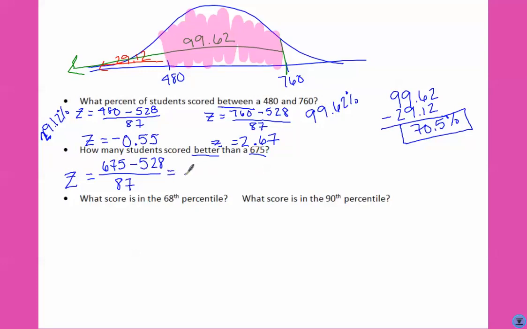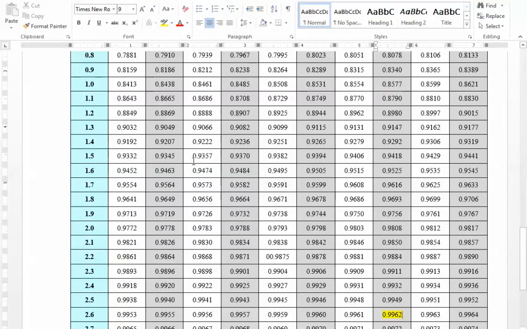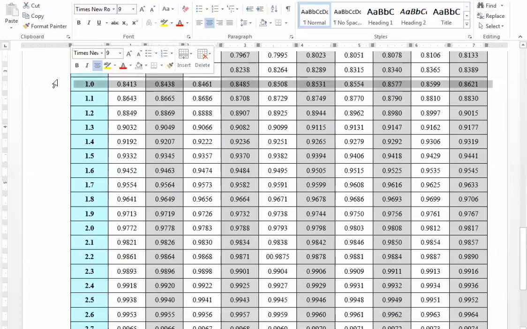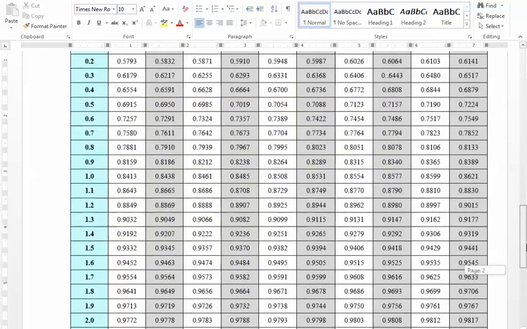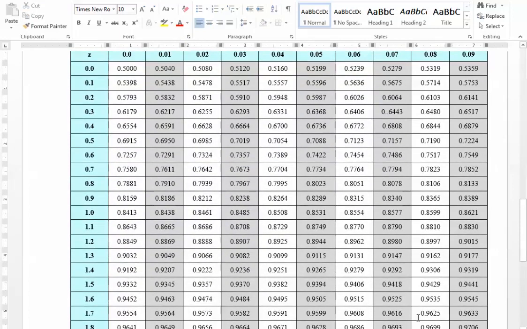We get that z is 1.69. So then we look that up on our chart. We go to 1.6. I believe the last column's 9. Should be 1.69. It's right there.